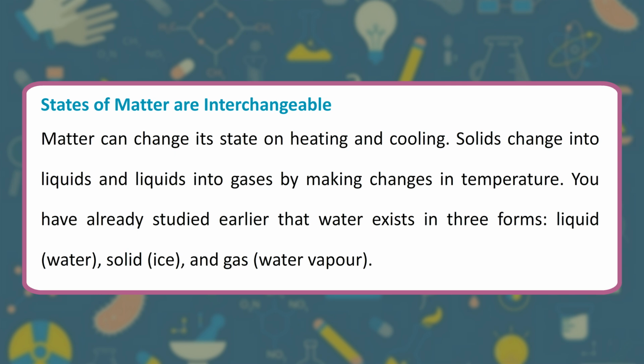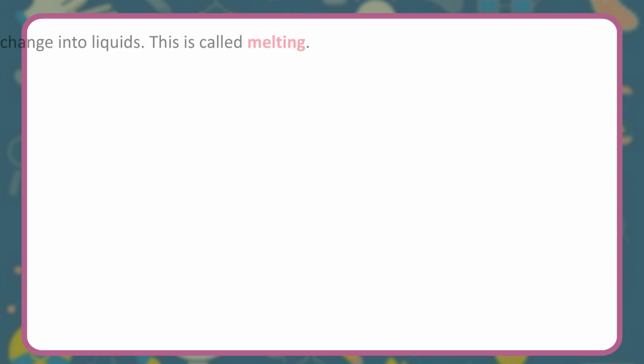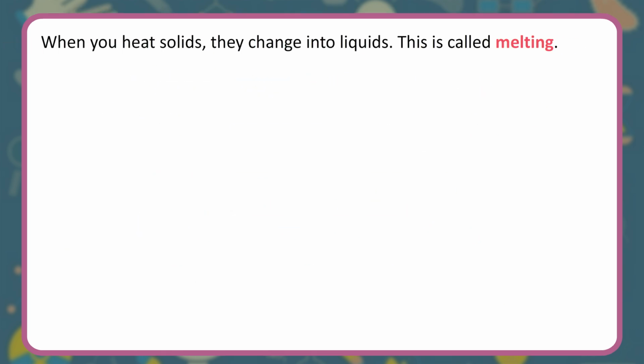You have already studied earlier that water exists in 3 forms: liquid, water; solid, ice; and gas, water vapor. Solid changes to liquid on heating. When ice is heated, it changes into water. What will happen to an ice cream if you take it out from the freezer and keep it in the open for too long? It will melt. Take a wax candle and light it. Solid wax will melt on heating. Ice, water, candle wax. When you heat solids, they change into liquids.